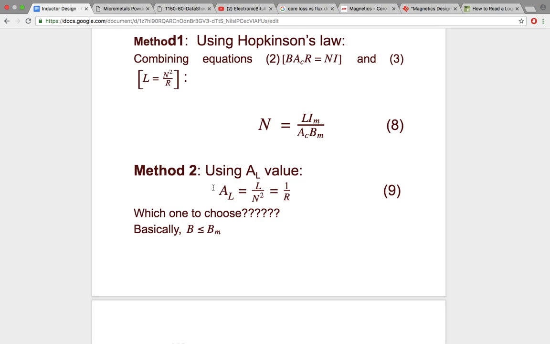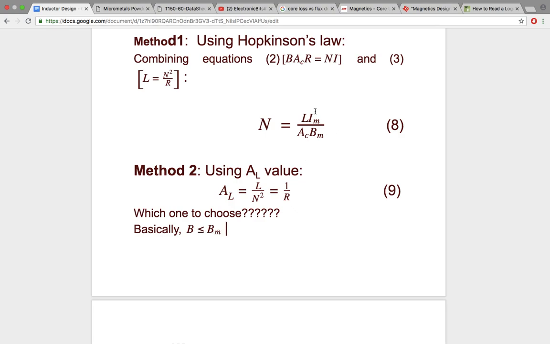So the basic thing is you choose this formula or this formula. Whatever formula you choose for finding the number of turns, the basic idea is the flux density of the magnetic circuit should never exceed the maximum flux density for which you are trying to design. So the ultimate thing is B should be less than Bm.